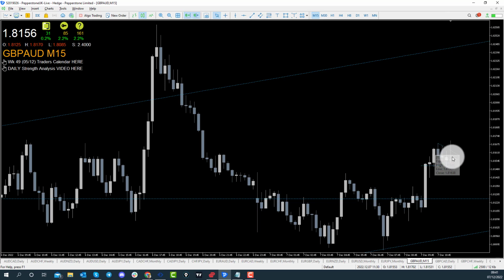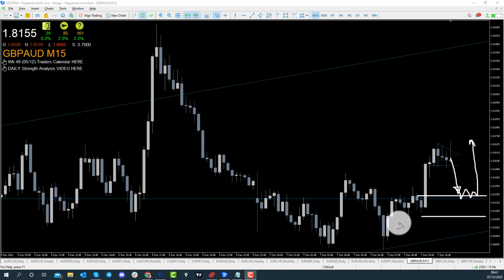So I've just noted this consolidative pattern. Obviously, if price breaks back to the downside here, then that's going to negate that pattern. But what you could look for is price to come back down to demand here and see if price again consolidates and moves back to the upside. So that's what I'm going to be doing anyway when I'm looking at this pound Aussie.